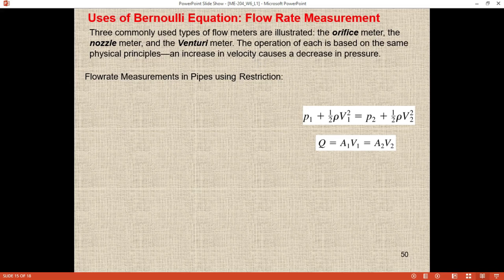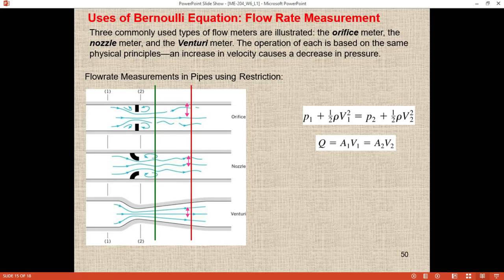So here, flow meter measurements in pipes using restrictions. This is the flow meter. This is called the orifice. When we use a circular disc in the circular pipe and make a hole, it works like an orifice. When we make a reducer within the circular pipe, it works like a nozzle.